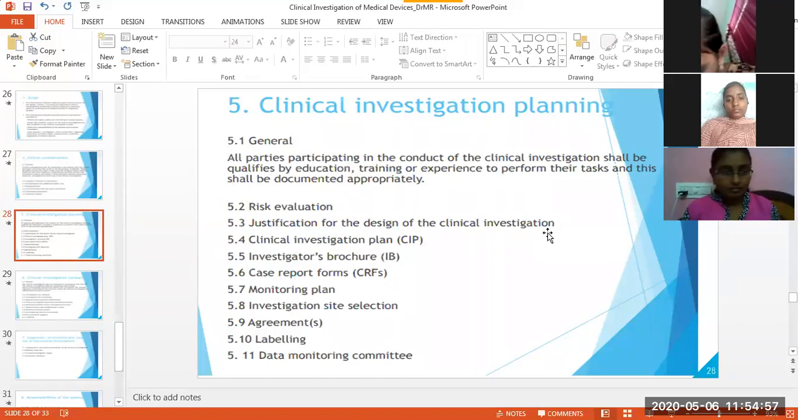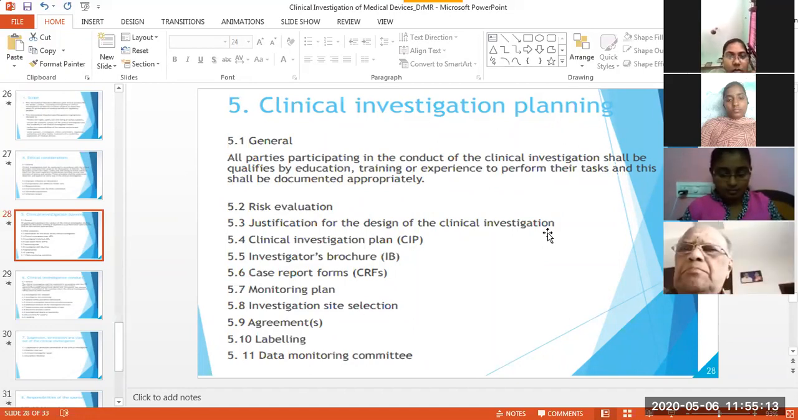And 5.4, this is the clinical investigation plan, CIP. And 5.5, investigator's brochure. 5.6, case report form. 5.7, monitoring plan. 5.8, investigation site selection, agreements, labeling, data monitoring committee. So all these are the different subchapters under it.